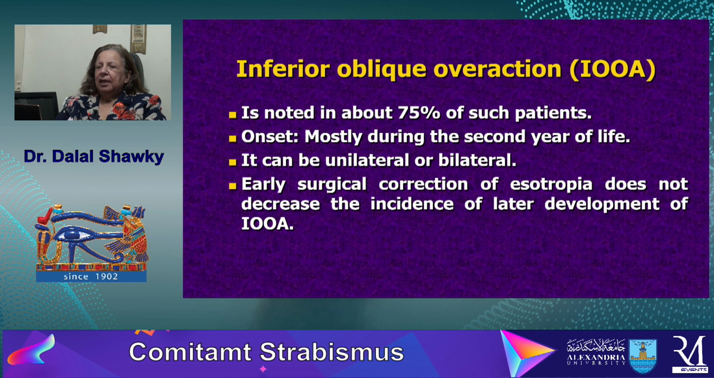or bilateral. And also there is an important thing to note that early surgical correction of esotropia has nothing to do to decrease the incidence of inferior oblique overaction, which might appear later on. So if we operate a patient from congenital esotropia in young age, we have to tell the parents that he might develop an inferior oblique overaction or a vertical type of squint, and this is not related to the operation performed in this early age.